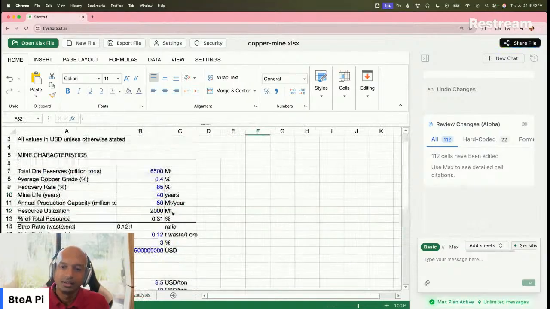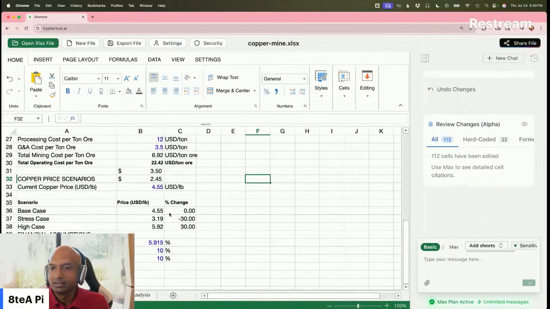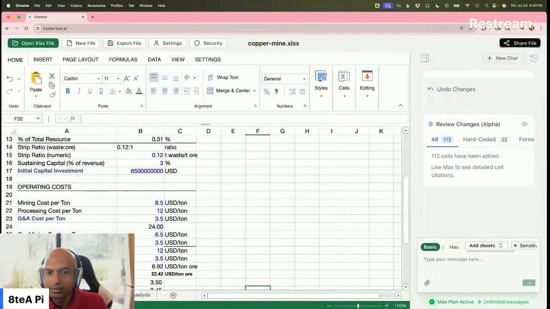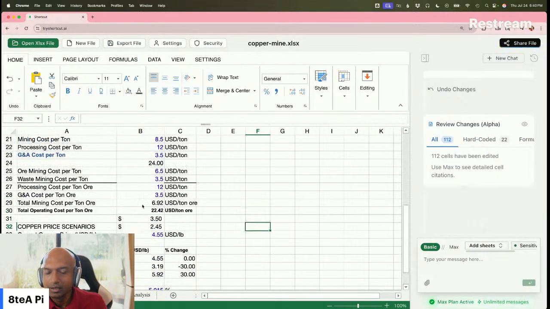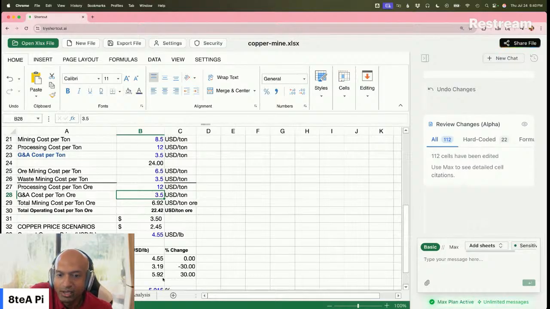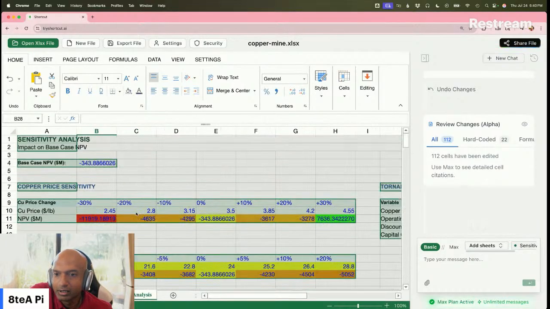Oh, nice. Are we on inputs? We're on inputs. So they did actually use B28, which is the G&A cost per ton copper, and it's used the G&A tons per price copper for. It's done a bunch of things wrong here. I don't even know why.